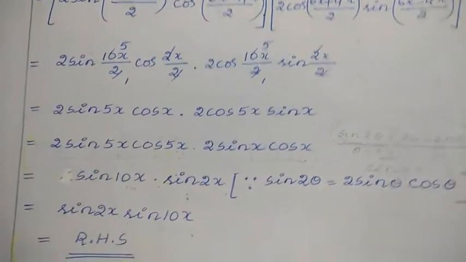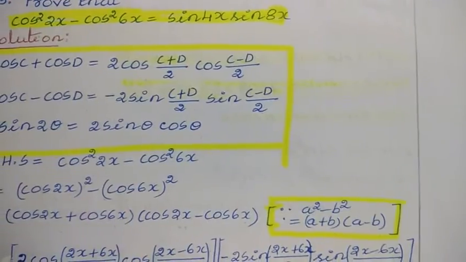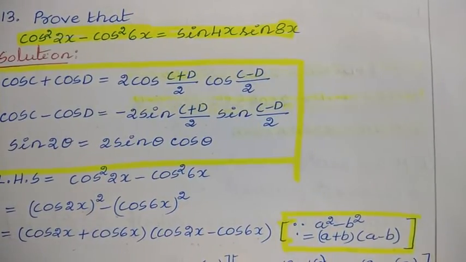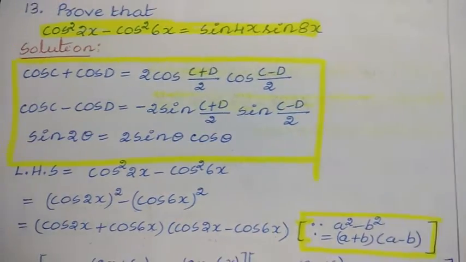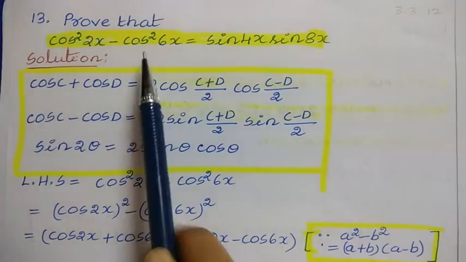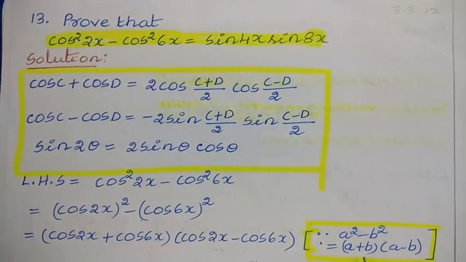Next we will discuss the 13th problem. The 13th problem is the same as the 12th problem. Here also the sine 2 theta formula is used. Prove that cos square 2x minus cos square 6x is equal to sine 4x into sine 8x. If you observe this, again we can write it in terms of a square minus b square by using a plus b into a minus b.